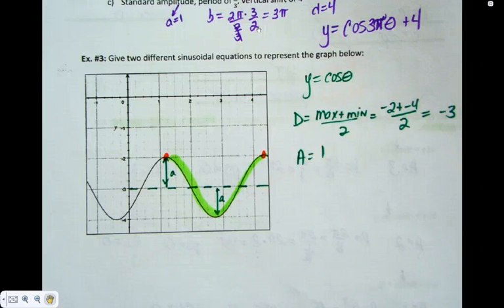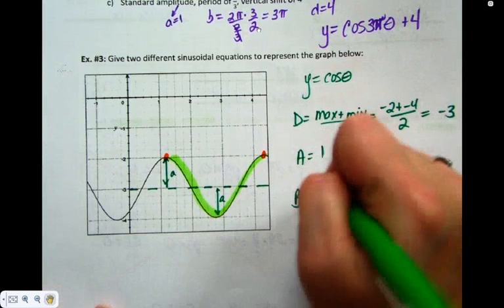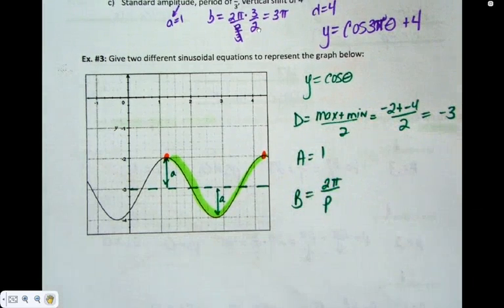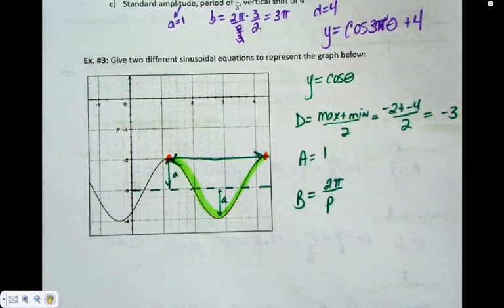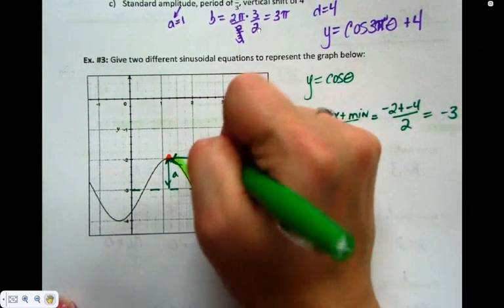Are we okay so far on D and A? Okay. Then I go to B, and B I know is 2 pi divided by the period. The period is the distance from your start point to your end point. So it's the horizontal distance between your 2 points that you've marked. That's going to be the period.